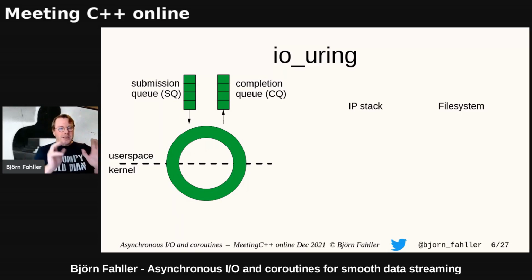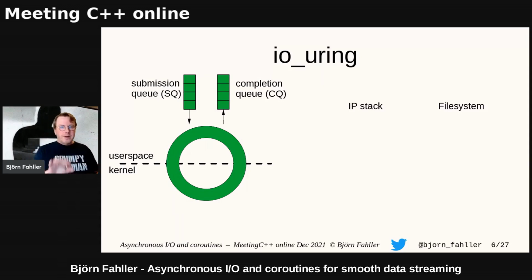So io_uring is a lock-free shared memory data structure. That is, it's shared between your user space process and the kernel. And it has two queues. The submission queue, where you submit requests to the kernel to do things, and the completion queue, where you get information back that something has been done now.